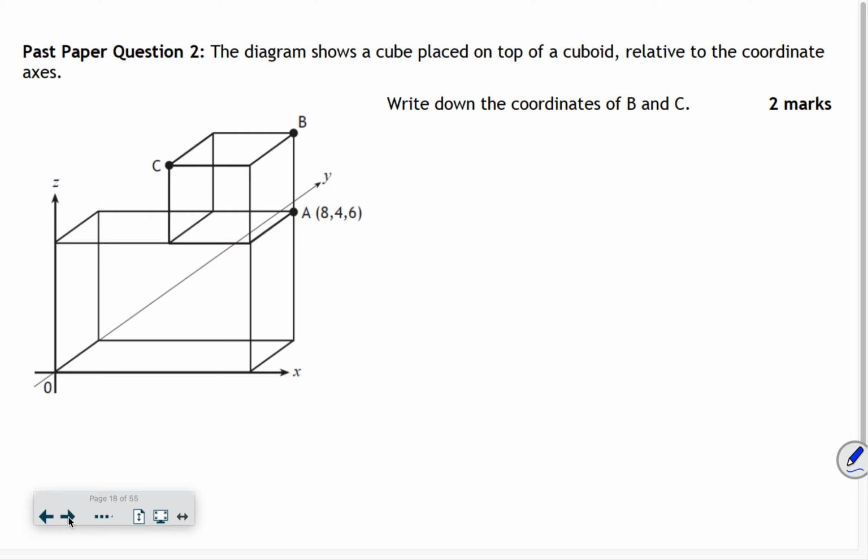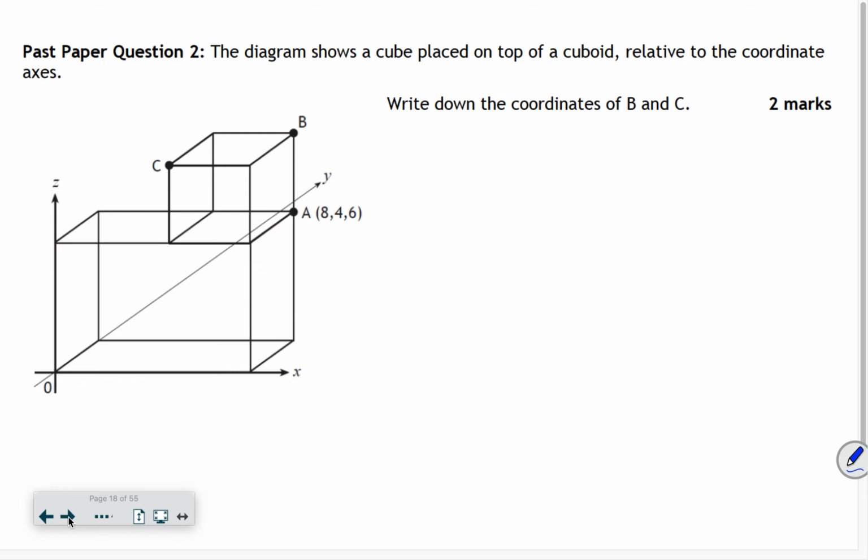Past paper question 2 is just looking at the diagram to find the coordinates in 3D. So write down the coordinates of B and C. It says that the diagram shows a cube. So cubes have all sides the same size. It's placed on top of a cuboid. So it's just a bit of a puzzle to work out the sides.